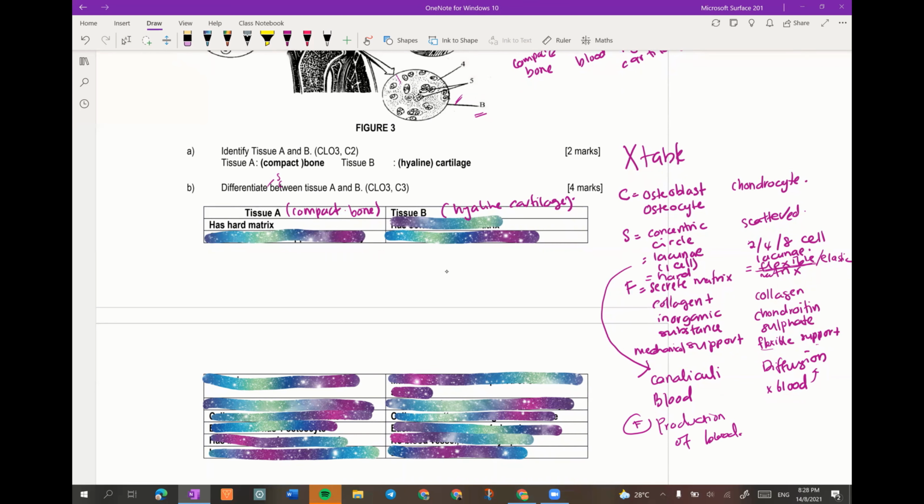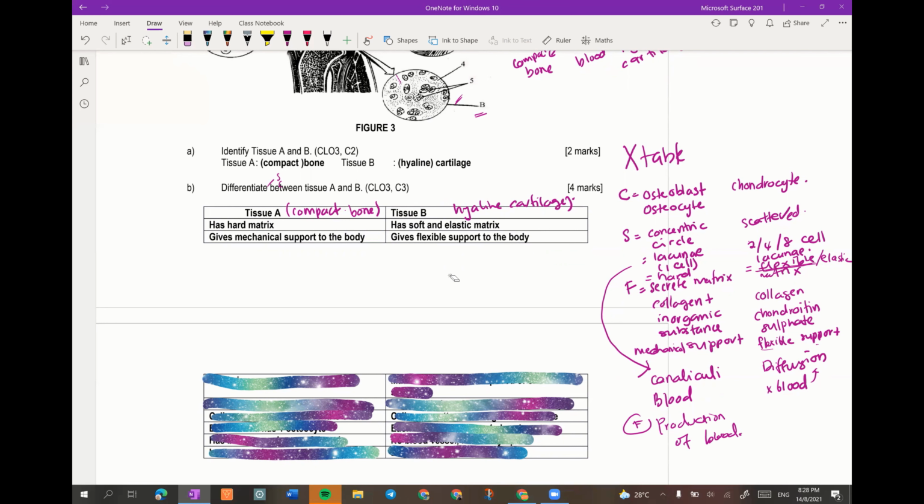Okay, first one adalah dia bagi hard matrix, dia ada soft and elastic matrix. Next, they give mechanical support to body, and then B give flexible support to the body. Sebab dia soft and elastic kan, so dia boleh jadi flexible. So situ pun awak dah dapat markah.